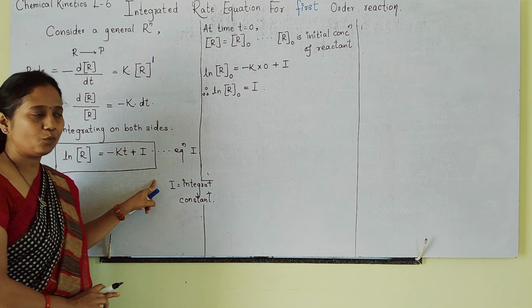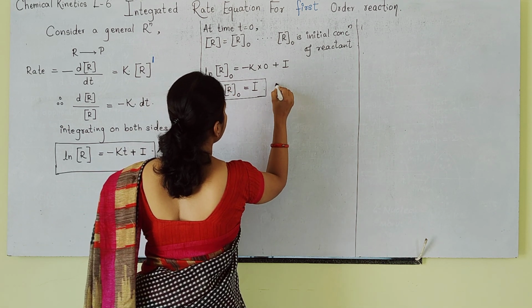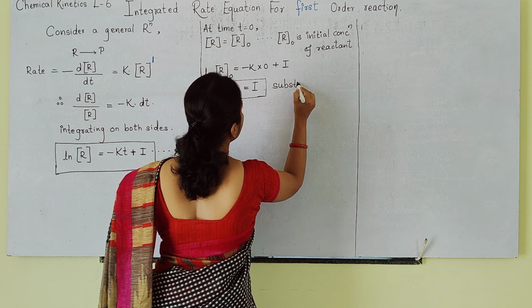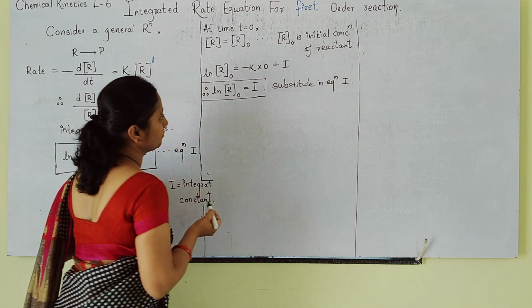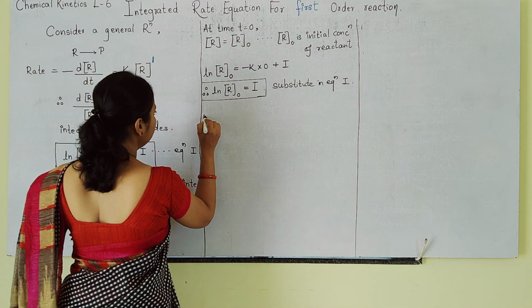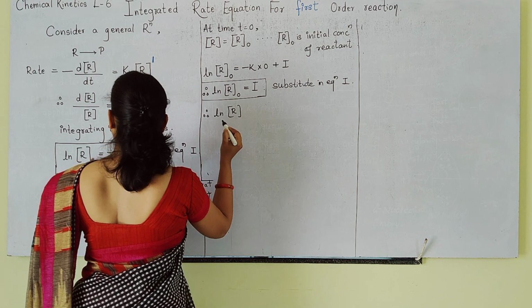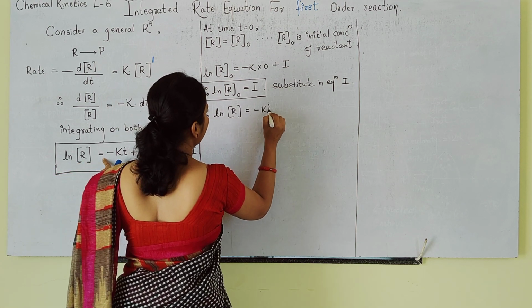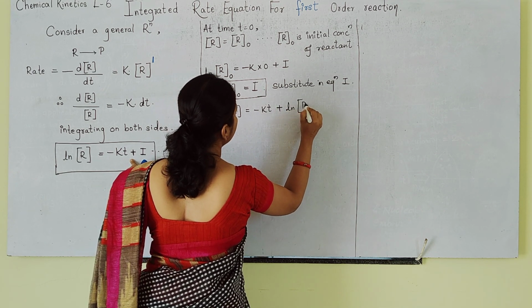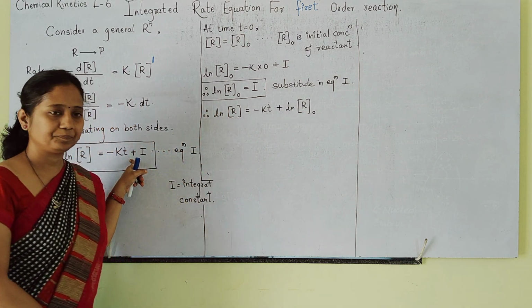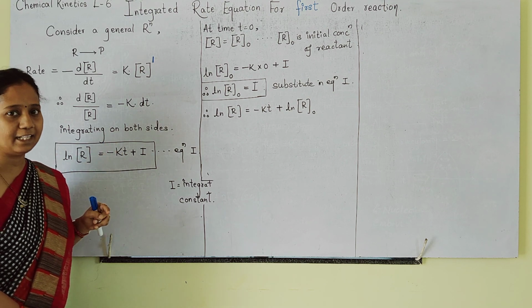Substituting this in equation 1. So what becomes equation 1? ln R is equal to minus kt plus I. I is nothing but ln R naught. Everybody got? Instead of I, I should write ln R naught. Everything as it is I wrote.